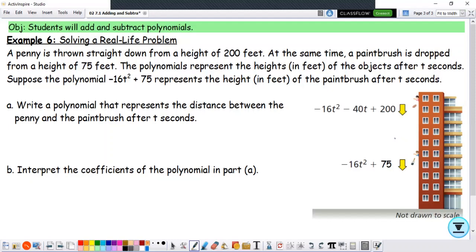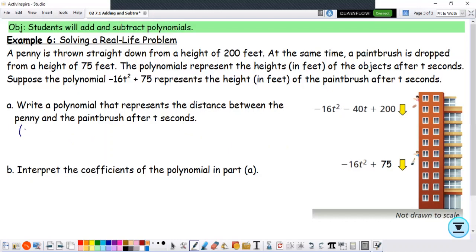Suppose the polynomial represents the negative 16t squared plus 75 of the paintbrush after t seconds. What we want to do is write a polynomial that represents the distance between the penny and the paintbrush after t seconds. So what is this distance going to be between the two of them after each second of time has elapsed? Well, in order to find a distance between them, would we be adding them together? Or if we're finding a distance between, would we want to subtract? Finding a distance between is going to be a difference, so we're going to subtract.